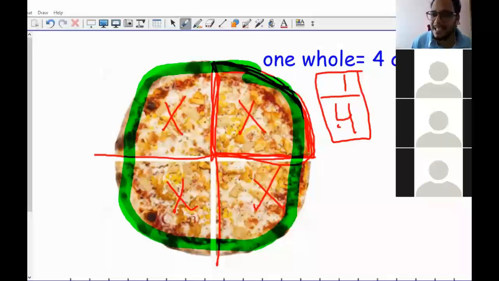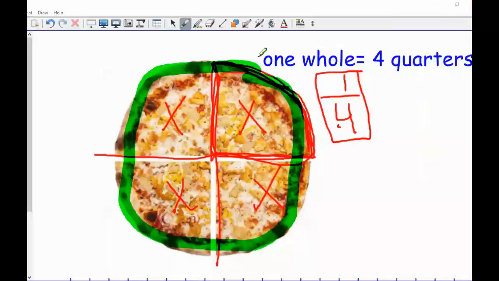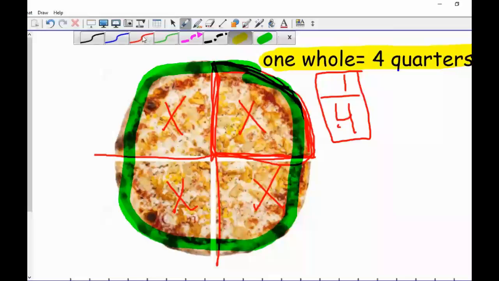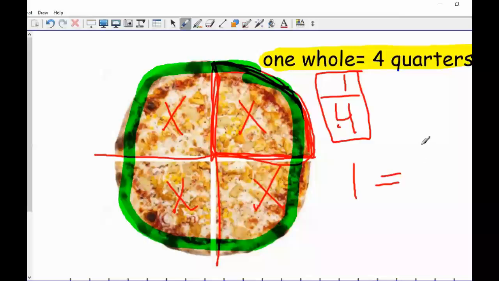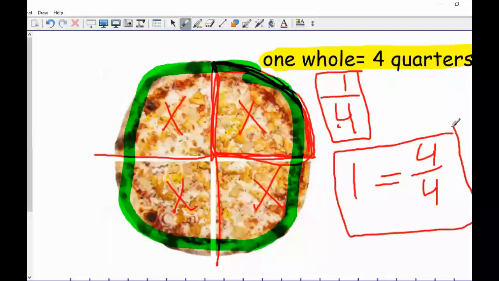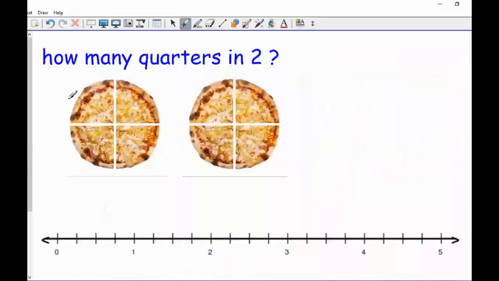So I can say one whole is equal to 4/4, and I can write it like this. One whole, 1, is equal to 4/4. So one whole is equivalent to 4/4. Okay? Now, please let me know how many quarters in 2.